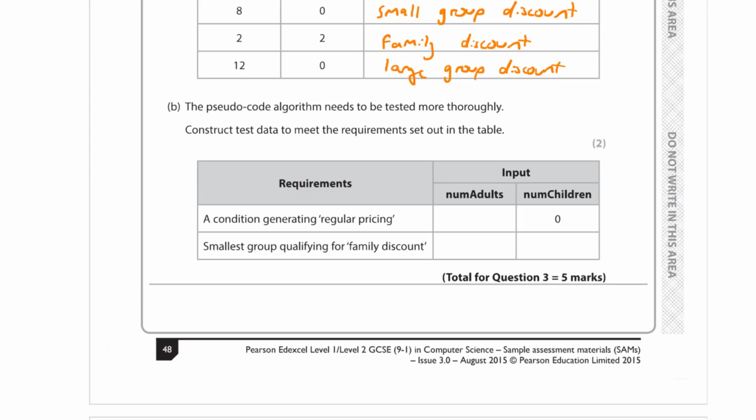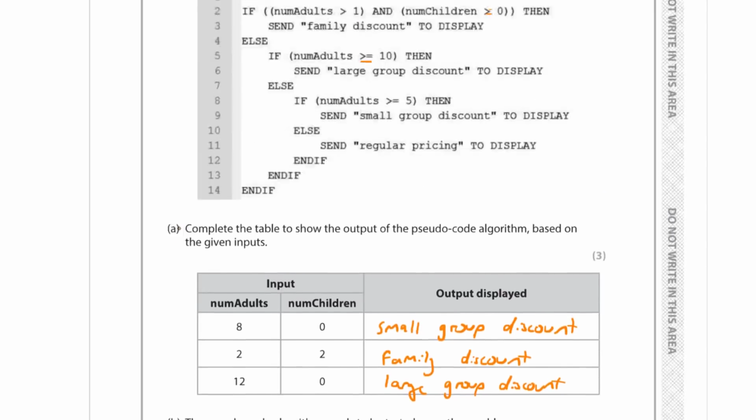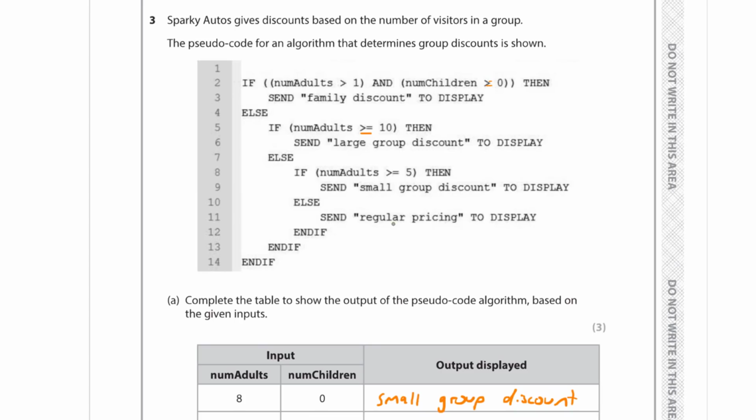Now we need to construct test data to meet the requirements set out in this table. So the 2 requirements being that we have a condition generating regular pricing and the smallest group qualifying for family discount. So let's do the first one first, surprisingly. So we're already told that it's going to be 0 for number of children. So what data? And it won't just be one bit of data, perhaps it could be multiple bits of data. So generating regular pricing. So how would regular pricing get executed basically with 0?